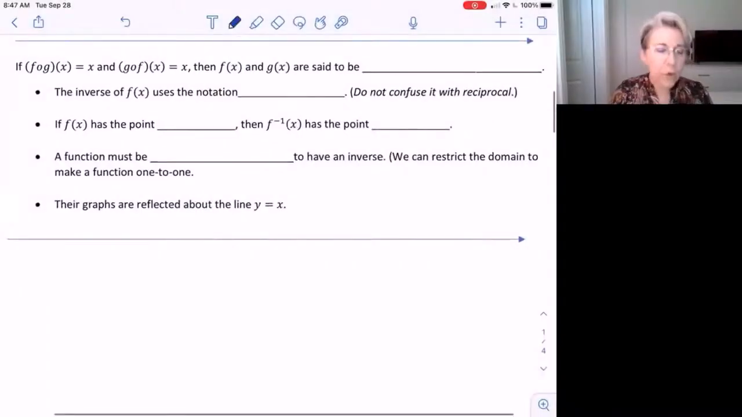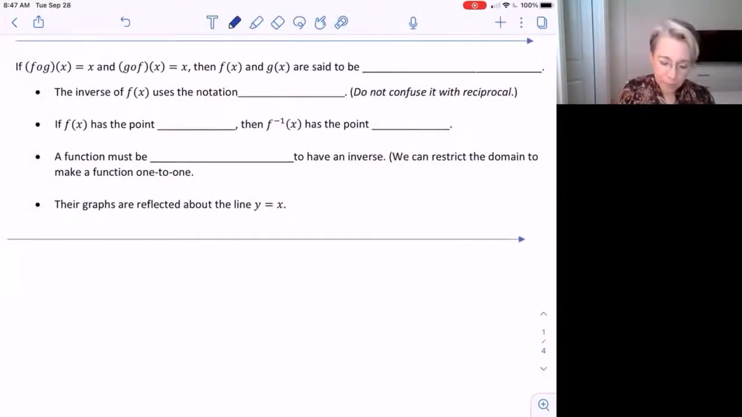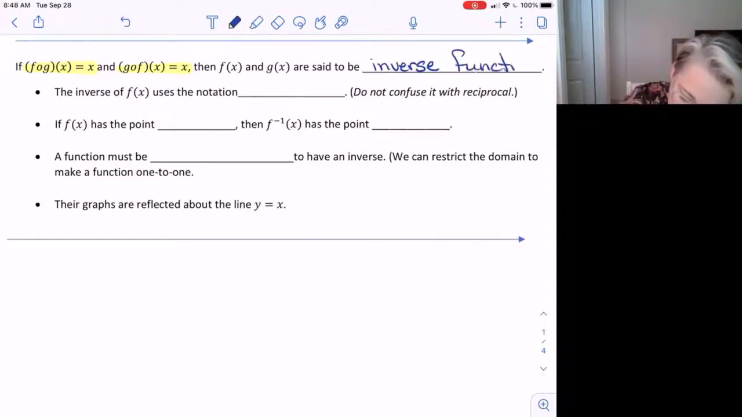Now, if functions are one-to-one, we can look at their composition with each other. Let's say we had two functions, f and g. If we took f of g and got x back, and then reversed it and took g of f and got x back, then f and g are said to be inverse functions.